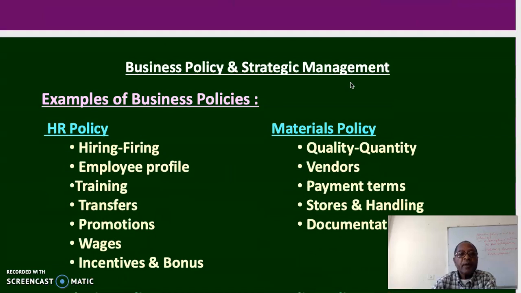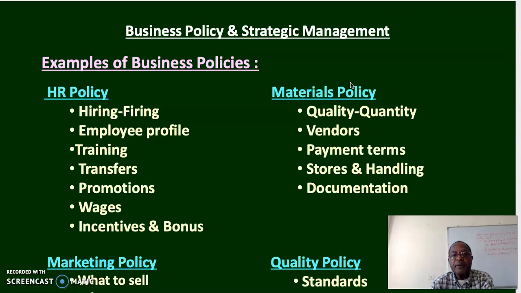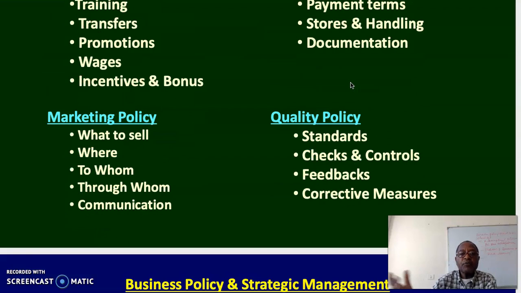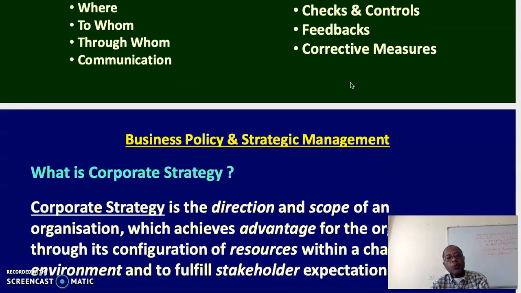Examples of business policies are human resource policies, so it's about hiring, employee profiles, training, transfer, promotion, wage, incentives, and bonus; material policies: quality, quantity, vendors, payment terms, stores and handling, documentation; market policies. These are some of the examples. Marketing policies, quality policies: what to sell, where, to whom, through whom, communication, standard checks and controls, feedback, corrective measures, and so forth. So this is what policy is all about.